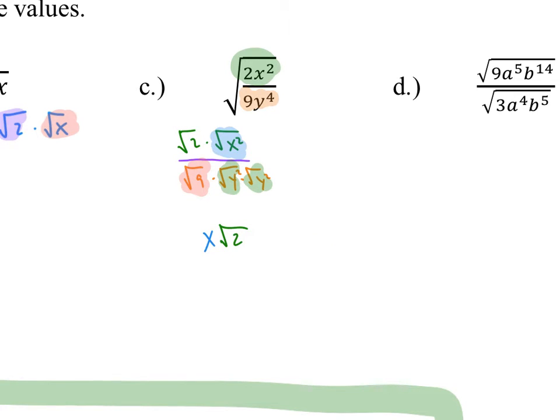And then, well, the square root of 9 is 3. And the square root of y squared is y. So on the bottom we have 2y, sorry, which will give me x times the square root of 2 over 3y.